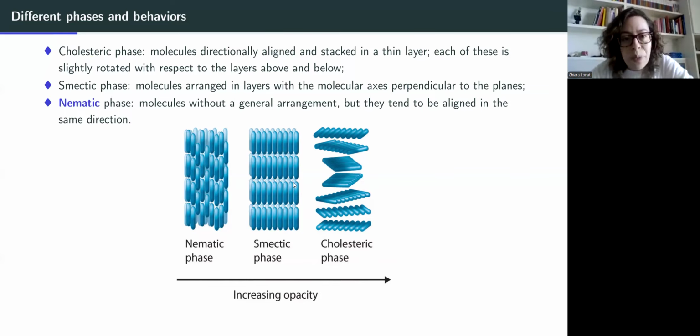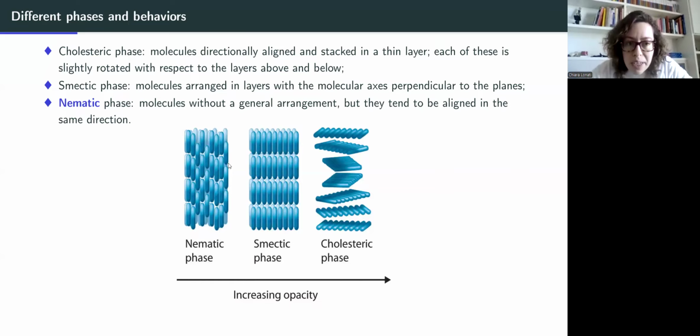While in the nematic phase, you can see that there is no longer this arrangement in different planes, but all the molecules have a partial molecular ordering because they tend to align their longest axis along a common direction, in this case vertical.